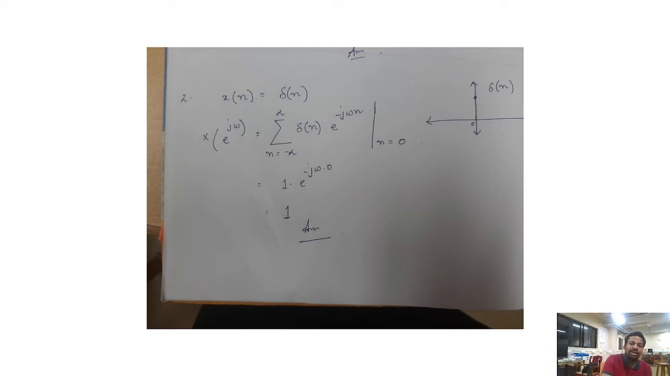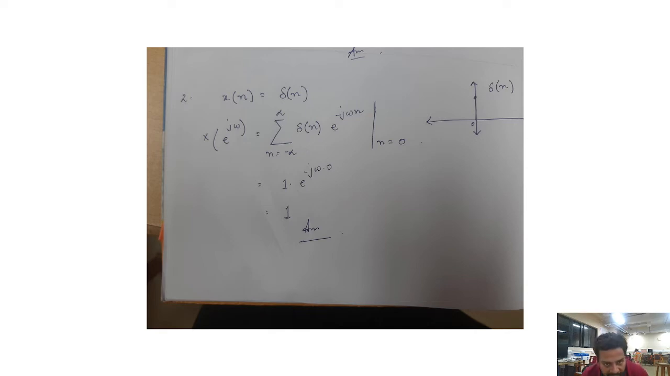So what we do, instead of delta of n we write 1, and this value of 1 will lie at only n equal to 0. So we put n equal to 0, which is equal to 1 into e to the power of minus j omega into 0, which will become e to the power of 0, and we know anything to the power 0 is nothing else but 1. So what we have at the end, we have the Fourier transform, or in other words the discrete time Fourier transform, for a discrete time delta function, which is equal to 1.